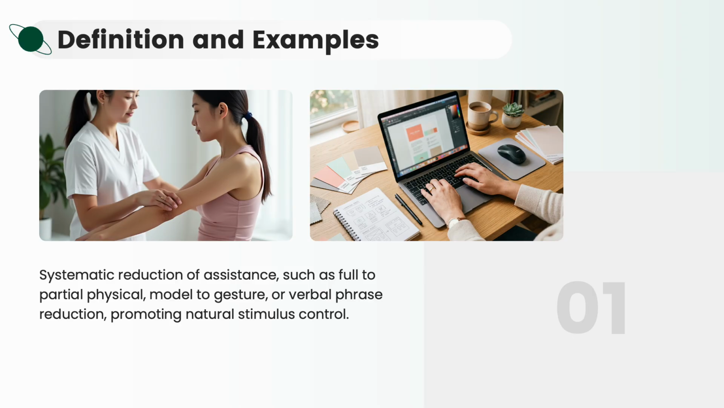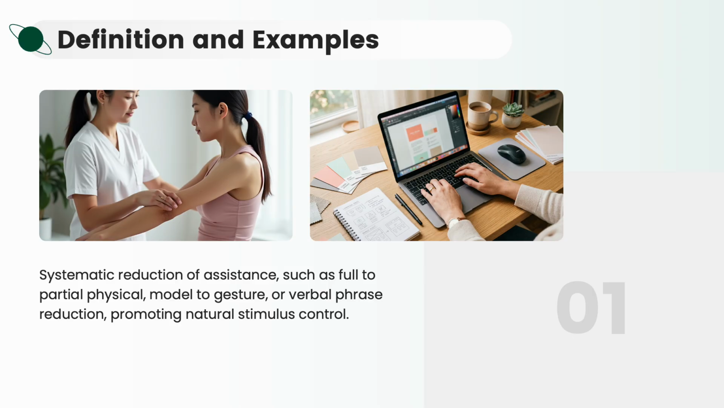Here are some common mistakes to avoid. Fading too slowly. This leads to prompt dependence. Fading too quickly. This leads to errors and frustration. Inconsistent fading. This can confuse the learner. Prompting too soon prevents learner independence.